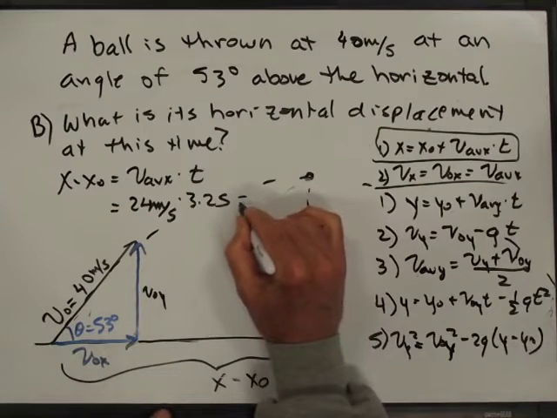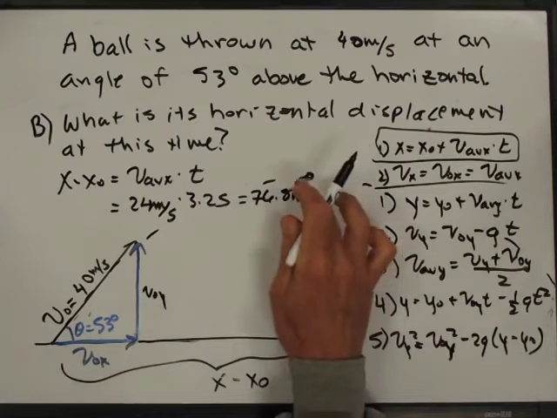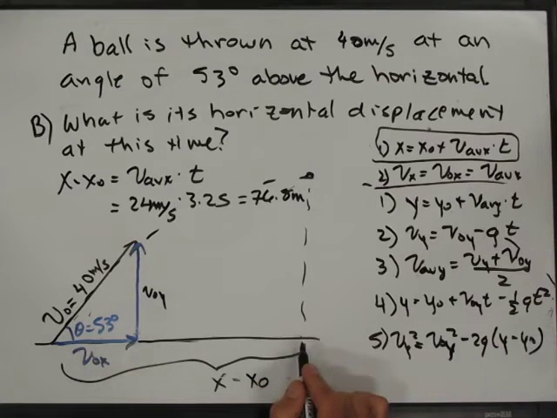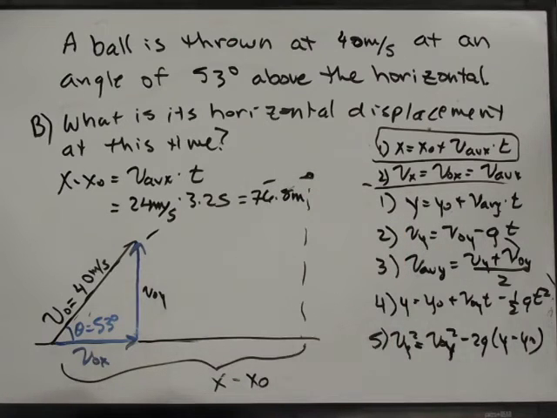Which is 76.8 meters. And so in 3.2 seconds, it's traveled 76.8 meters horizontally when it got to its maximum height.